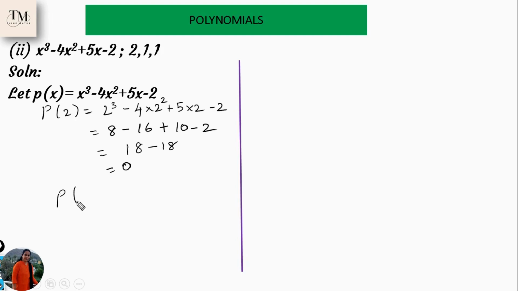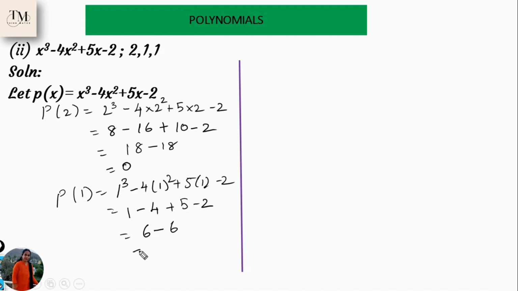So next is 1. Substituting 1 for x: 1 cube minus 4 into 1 square plus 5 into 1 minus 2, which is equal to 1 minus 4 plus 5 minus 2. Adding all the positive values, 1 and 5, 1 plus 5 is 6, and the negative values are 4 and 2, adding that you will get 6. So the result is 0. Next is also p of 1, we already proved that p of 1 is equal to 0. So we have proved that 2, 1, 1 are the zeros of this polynomial.